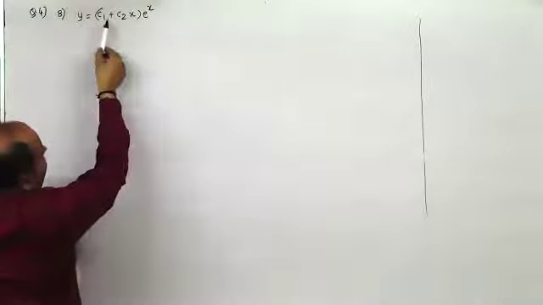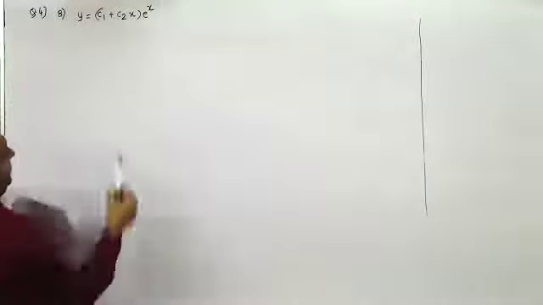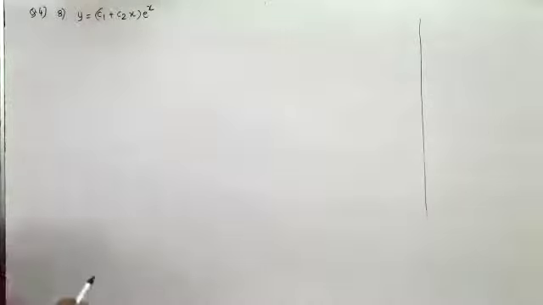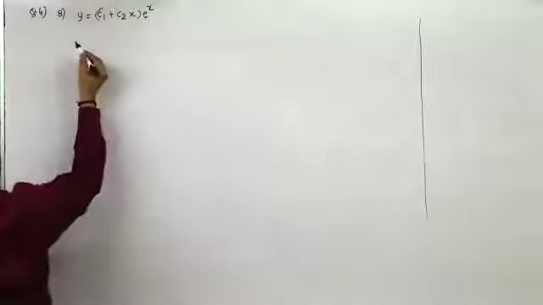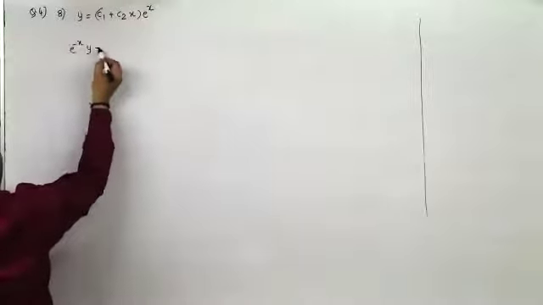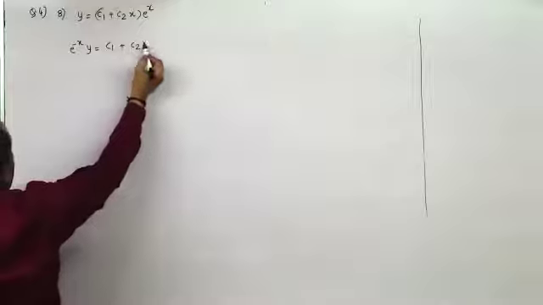the first time, c1 would become 0. When you derivate it for the second time, c2 would disappear. Now, how do you solve this? Here, you can take it over to the left side. You'll get e raised to minus x into y equal to c1 plus c2x.